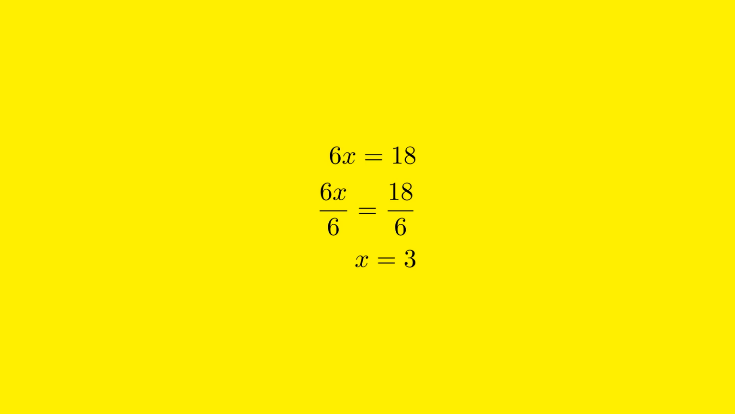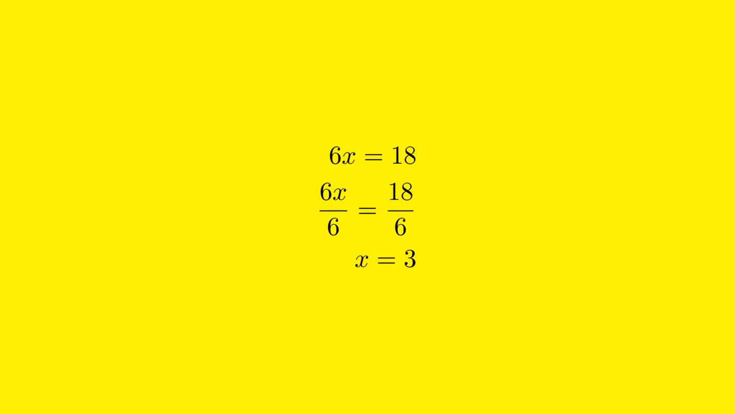Now that we have the equation transformed to 6x equals 18, we need to isolate the variable x completely. In this step, our goal is to get x by itself. Currently, x is being multiplied by 6. To undo this multiplication and solve for x, we do the opposite operation, which is division. So we divide both sides of the equation by 6.